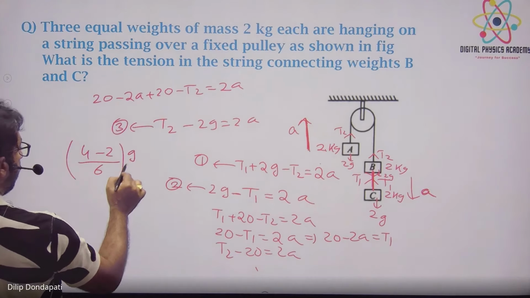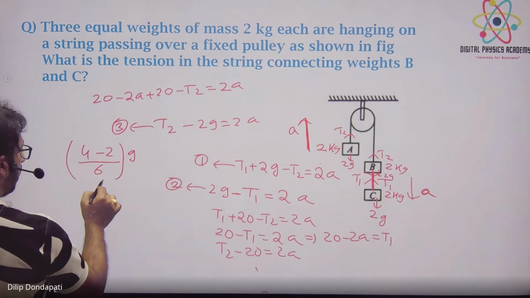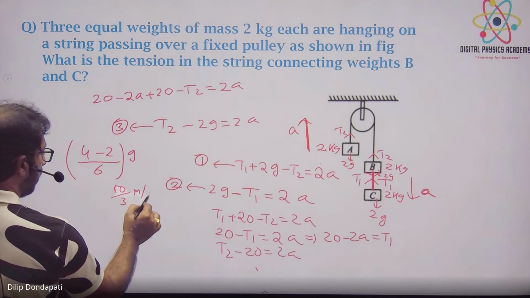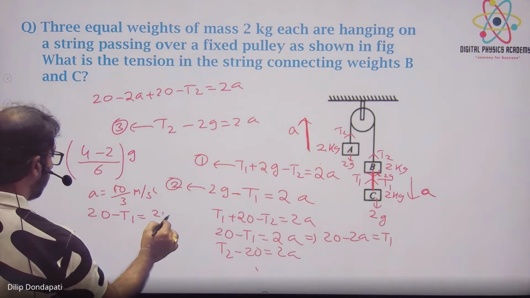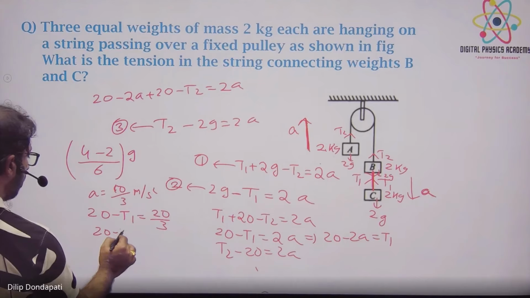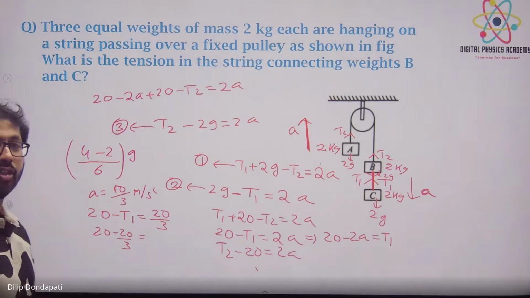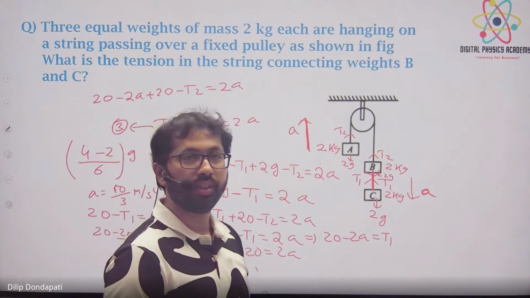So 2 by 6 is 1 by 3. It is 10 by 3 meters per second square. This is the acceleration. Sir, substitute in 20 minus T1 equal to a, right? So you get 20 minus T1 equal to 10 by 3. 20 minus 10 by 3 is how much? 50 by 3, not 40 by 3. Sir, I got 40 by 3. 20 minus 10 by 3 is 50 by 3. Say it in decimal: 50 by 3 is 16.67.